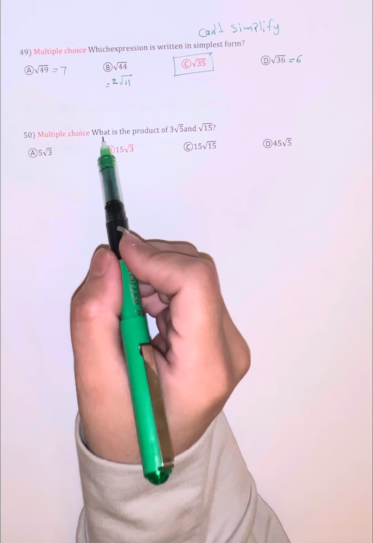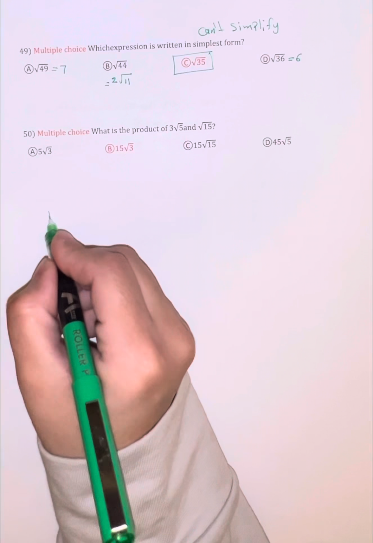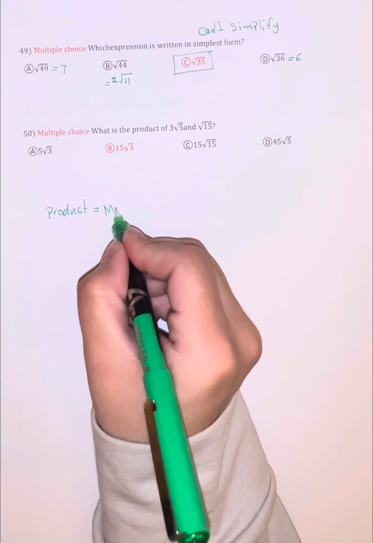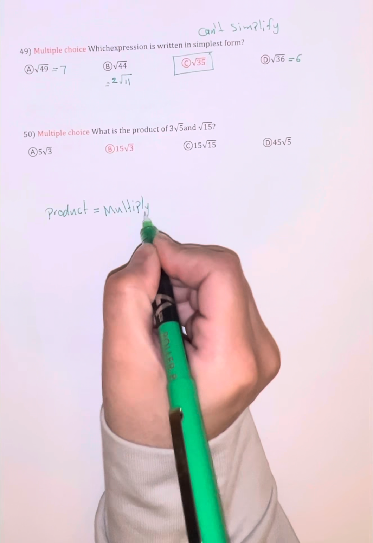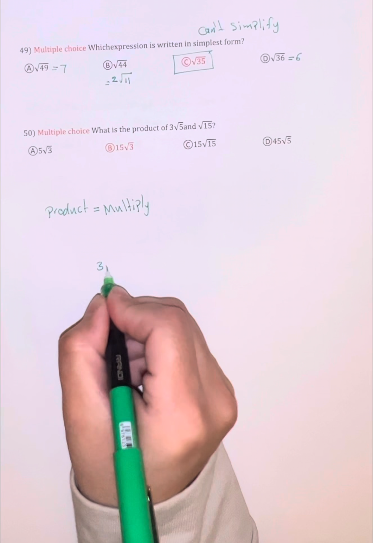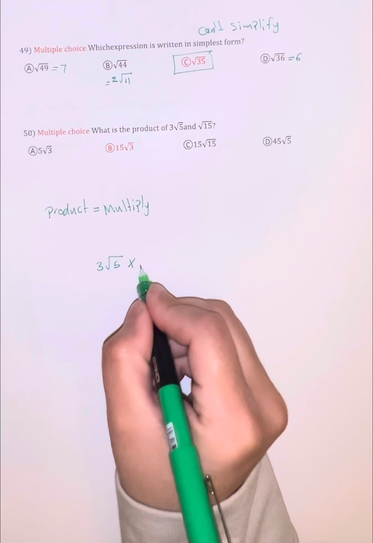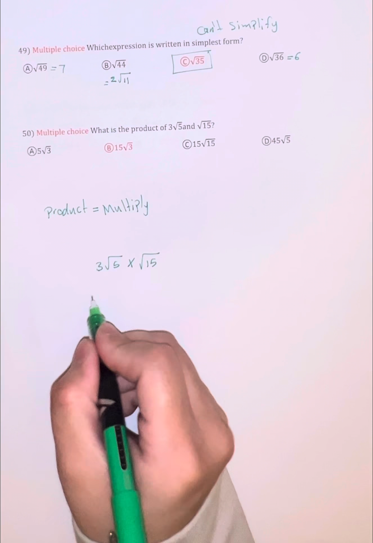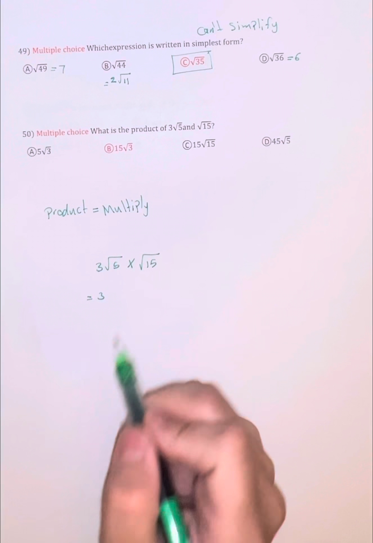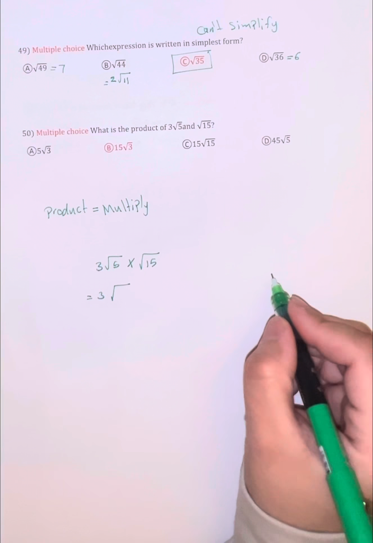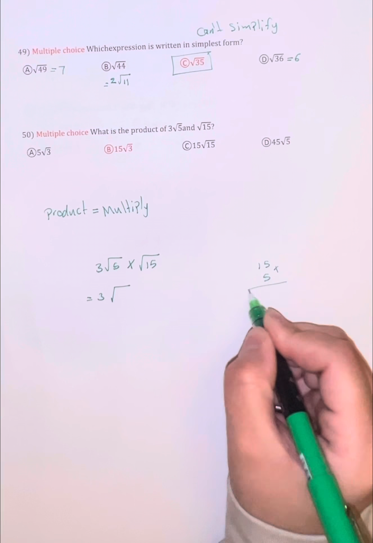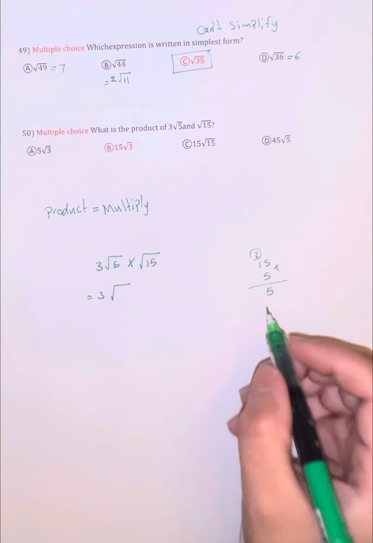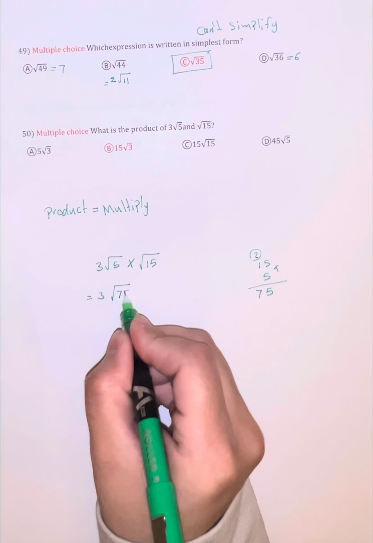Second question, what is the product of this one? Product means multiply, or the answer of multiplying, okay? I will write 3 square root of 5 times square root of 15, okay? Number by number will be 3, square root by square root, okay? 5 times 15 is 75.